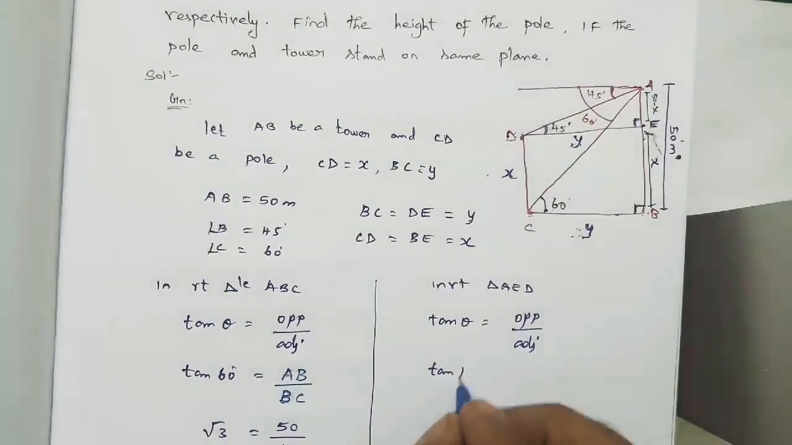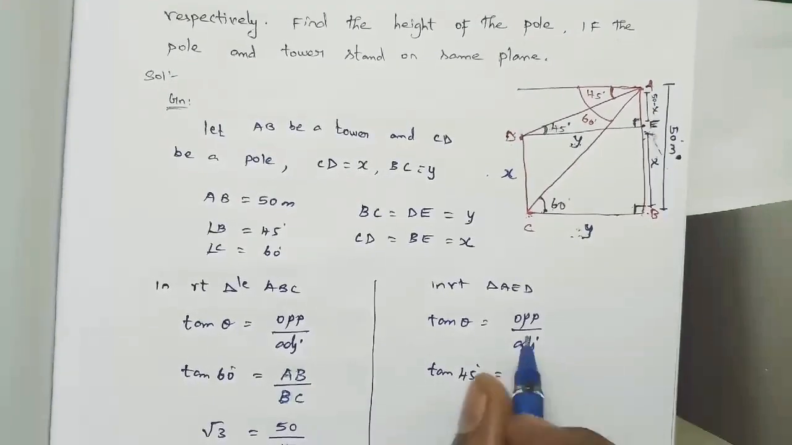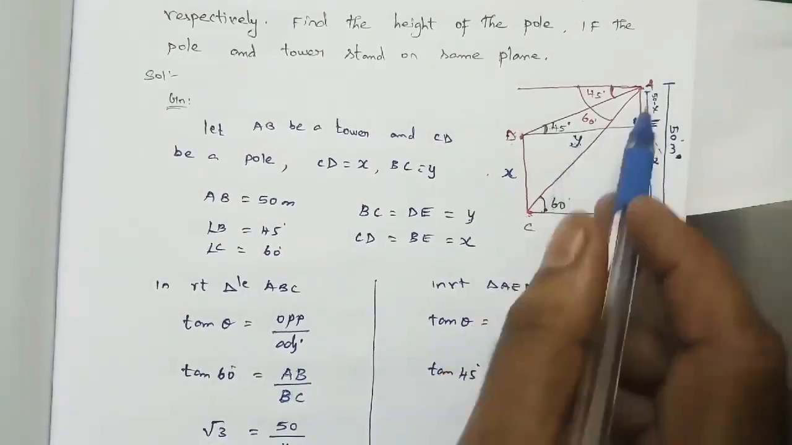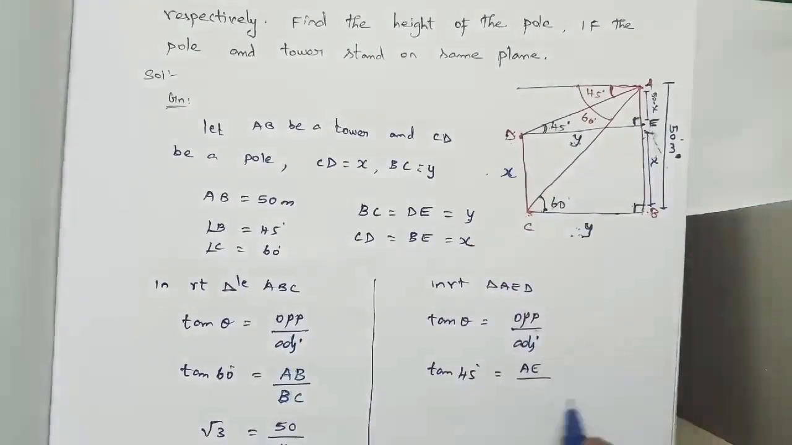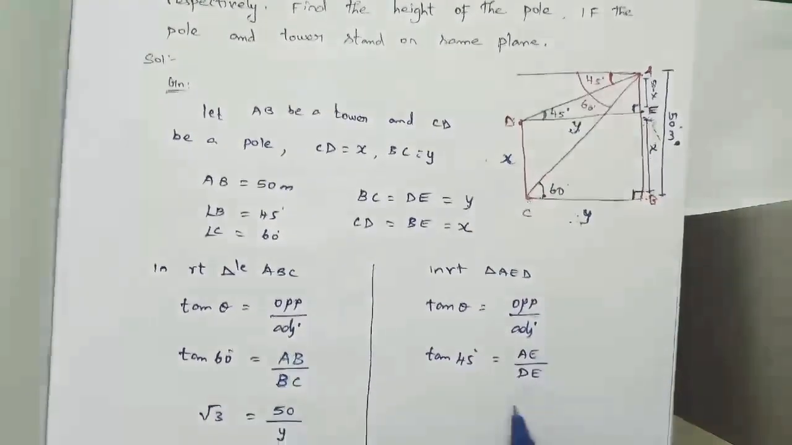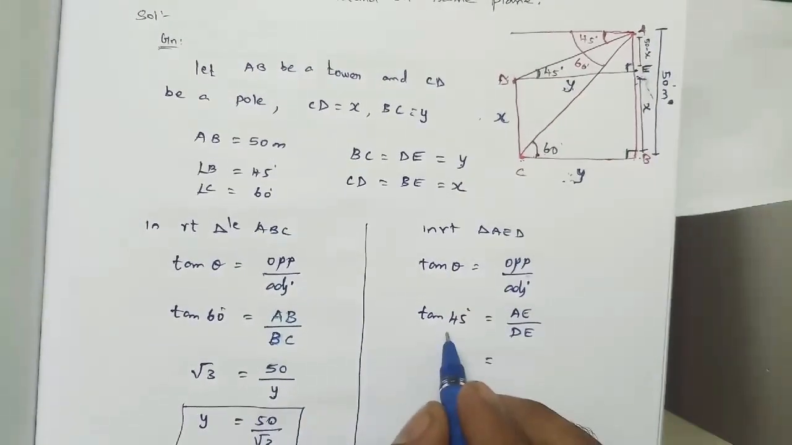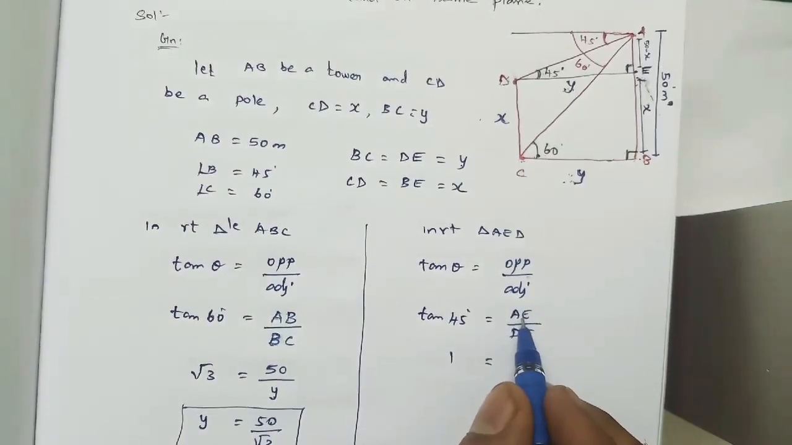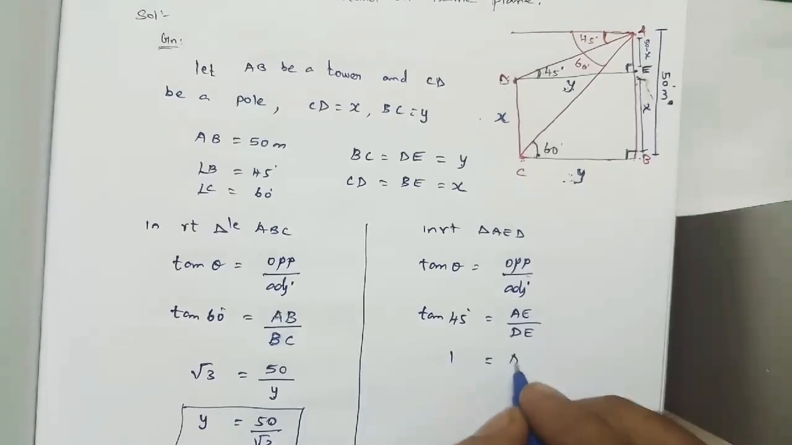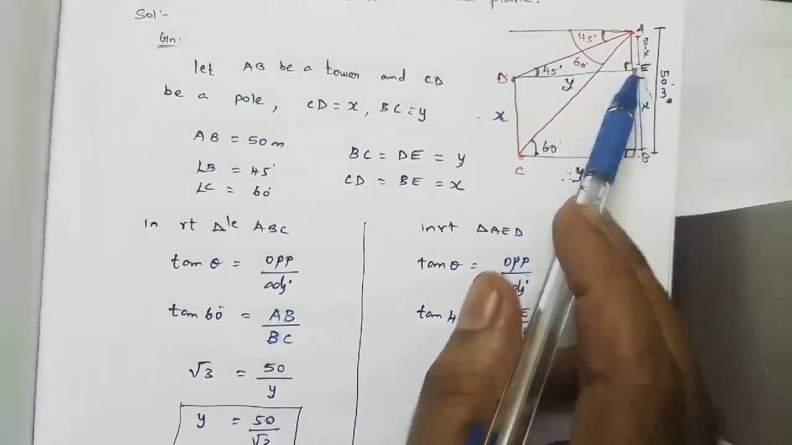45 degree. So tan 45 degree is equal to opposite side divided by adjacent. What is the opposite side? AE divided by adjacent, which is nothing but D. AE divided by D. So tan 45 degree, what is the value of tan 45? 1. So 1 is equal to AE divided by D, since we want to find AE alone. D, what is the value of D? D is nothing but Y.